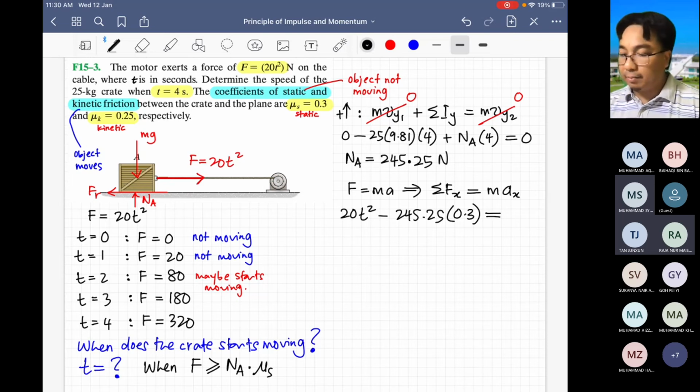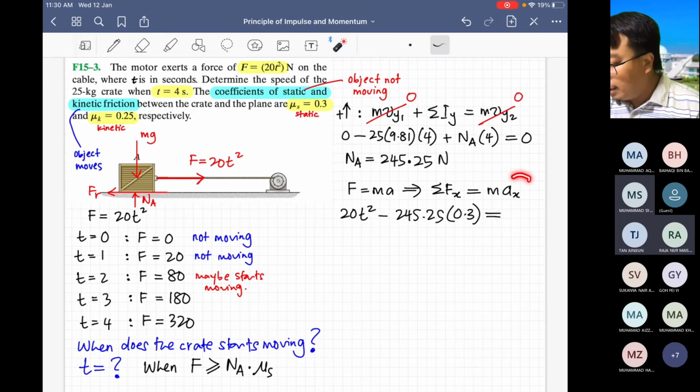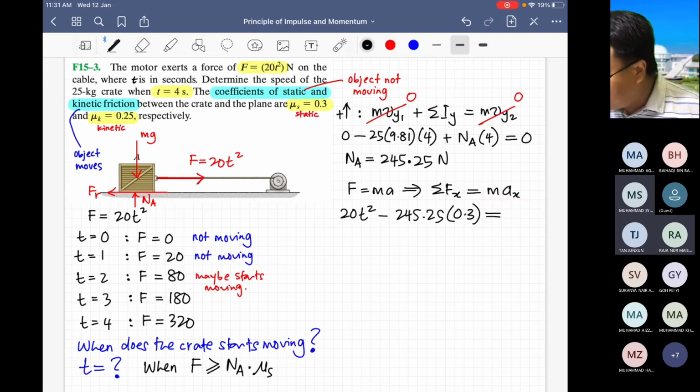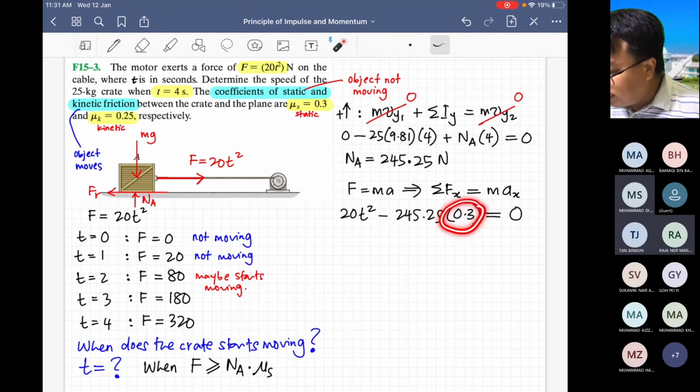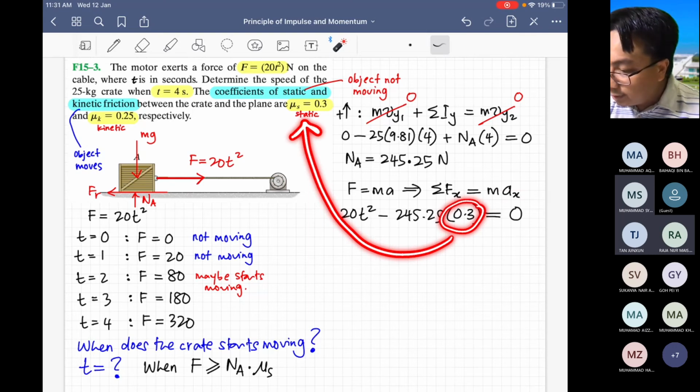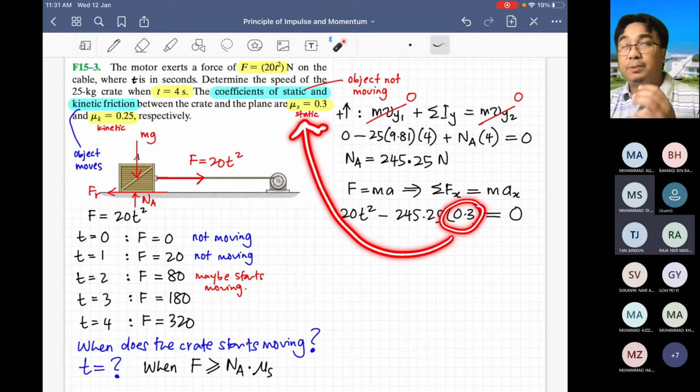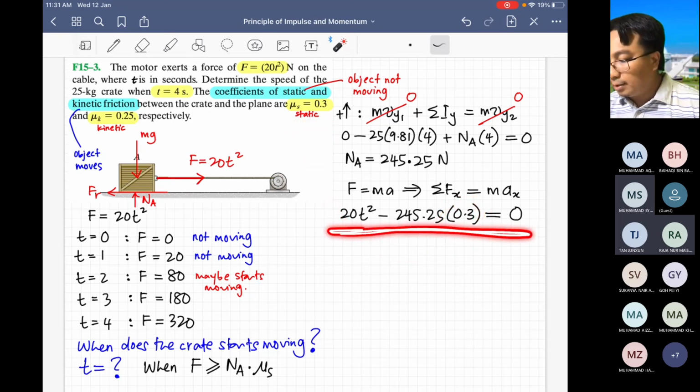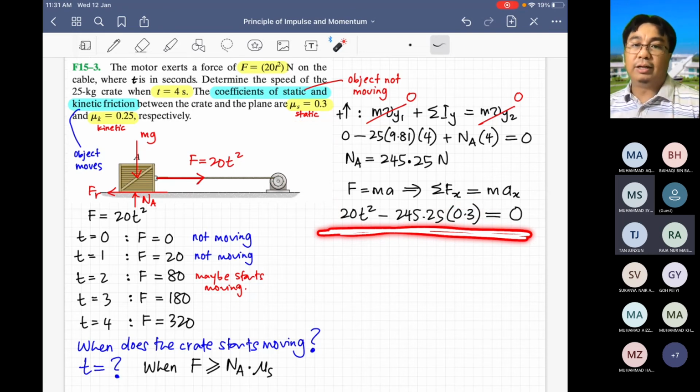Sama dengan, okay, tadi bila saya bagi tahu dia hampir nak bergerak tapi belum bergerak lagi. So because dia belum bergerak, there is no acceleration lah. ax ini sama dengan kosong because dia belum lagi bergerak. So this part will also become 0. Okay, yang ini 0.3 ini datang daripada coefficient of static friction. So kita nak cari masa bila yang dia baru mula nak bergerak. This is how you find the time.